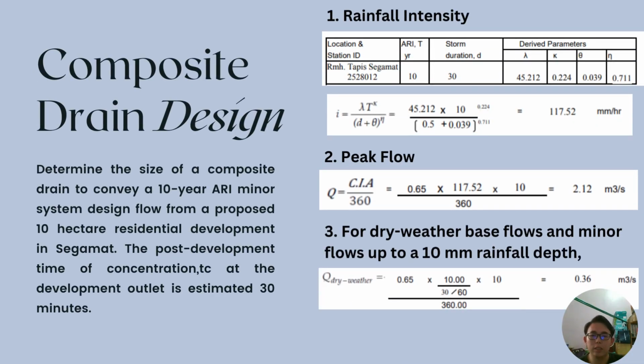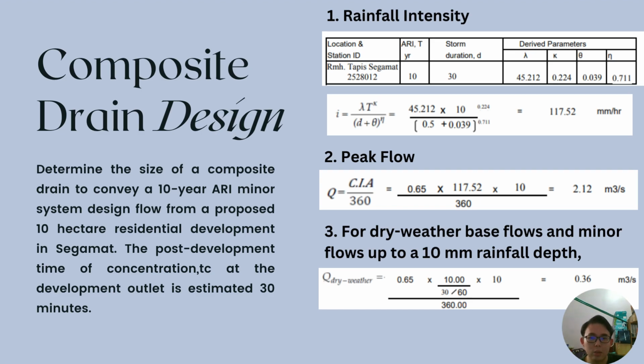Hi, my name is ZHUO. So now I want to present the part on calculation for composite drain design. The objective is to determine the size of a composite drain to convey a 10-year ARI minor system design flow from a proposed 10-hectare residential development in Segamat. The post-development time of concentration (TC) at the development outlet is estimated at 50 minutes.